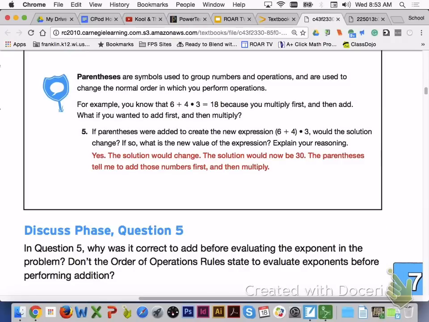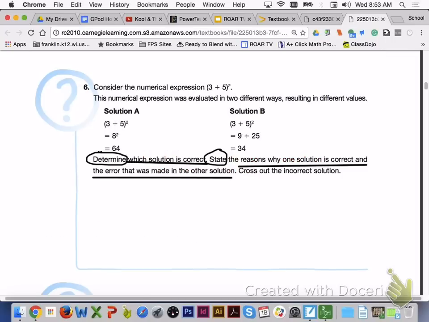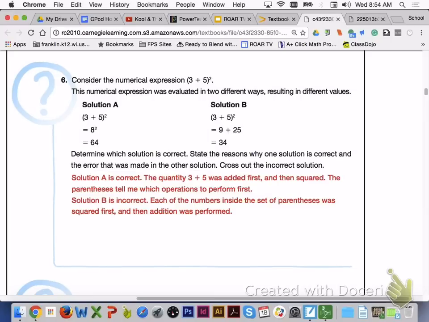Yes, the solution would change and would now be 30 because the parentheses tell me to add those numbers first and then multiply. Please turn to page 468 and answer number 6 with your group members. Solution A is correct for number 6.